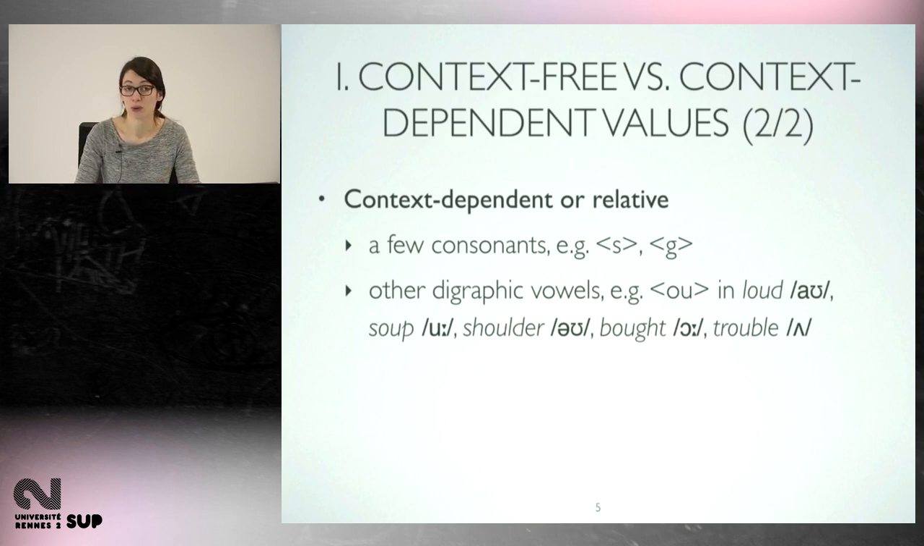So in loud, for instance, you have the ow pronunciation, which is considered the basic value of the OU grapheme. That is, basically, underlyingly, the pronunciation of OU in English is the diphthong ow. The OU grapheme, however, has a secondary value, which is the oo pronunciation that you have in soup. This secondary value actually corresponds to a foreign value of the grapheme. That is, the OU grapheme has this pronunciation in words that were borrowed from other languages, especially French.